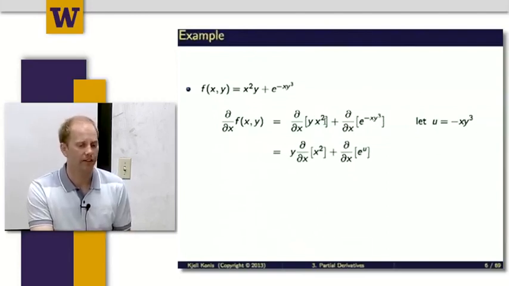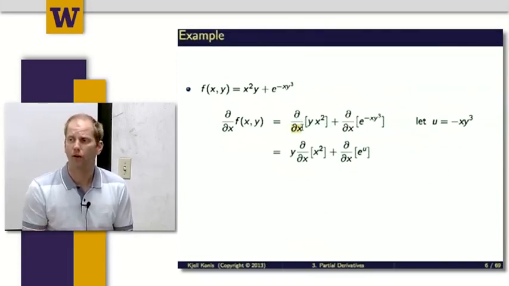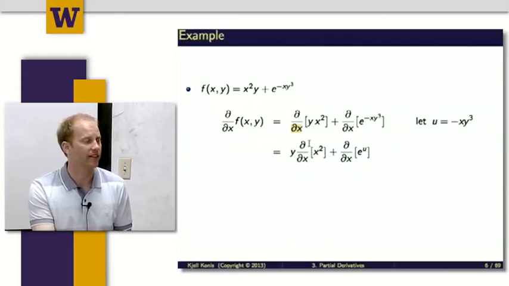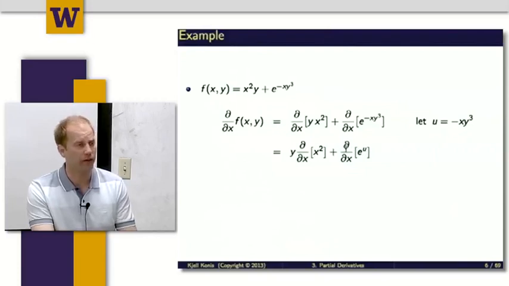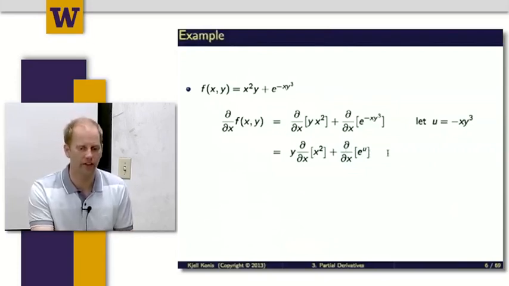If I look at what happened in the first term, since I'm taking the partial derivative with respect to x, my rule was treat y like it's a constant. So if y is a constant, I can use my formula that the derivative of c times x squared is equal to c times the derivative of x squared. In this case y is my constant, so that's equal to y times the partial with respect to x of x squared. And then for the term on the right, I'm taking the partial derivative with respect to x of a function of u, so I have to use the chain rule here.